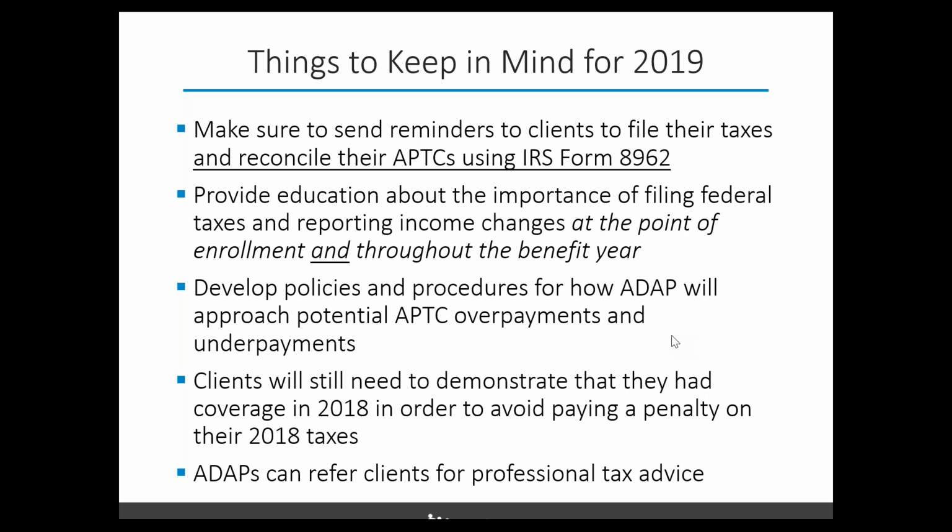So those are the taxes that are coming up, but will be zeroed out beginning with the 2019 tax year. ADAPs can refer clients to professional tax advice if needed, such as H&R Block. Qualifying taxpayers can also get help through the IRS's VITA, Volunteer Income Tax Assistance, or TCE, Tax Counseling for the Elderly programs.